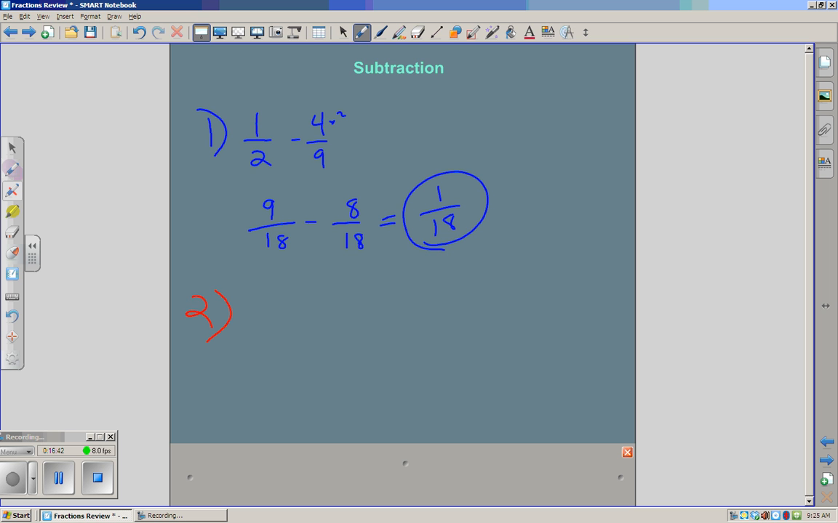Second problem, second example is 4/5 minus 5/8. Please pause your recording now. Please pause your recording now and see if you can get this.